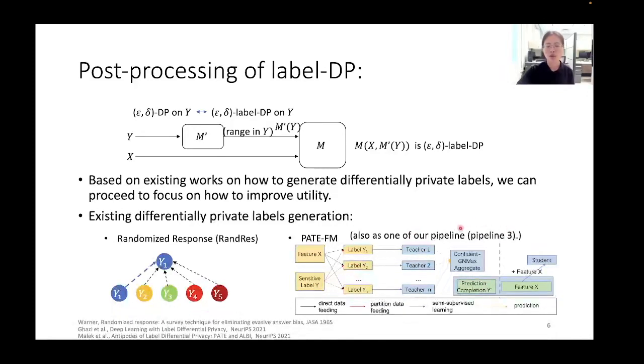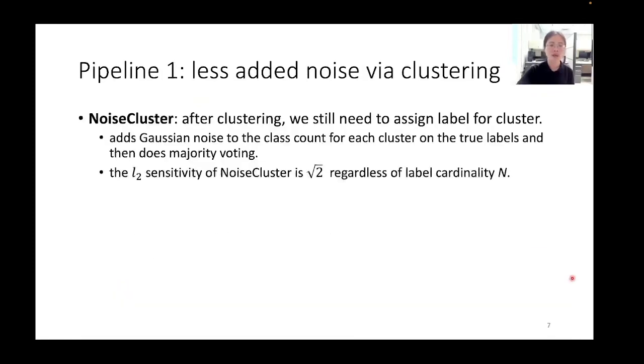To generate the differentially private labels on the whole training set by PATE-FM, we will query the student model to generate such labels. Our first pipeline is based solely on unsupervised learning, which can add less noise compared to directly adding noise to the individual sample. When thinking of label privacy, an easy approach to protect the privacy of sensitive labels is to not use them at all. Therefore, we consider clustering. After the clustering, we still need to assign a label for each cluster, so we still need some label information. We propose noisy cluster, which adds Gaussian noise to the class count for each cluster on the true labels, and then does the majority voting.